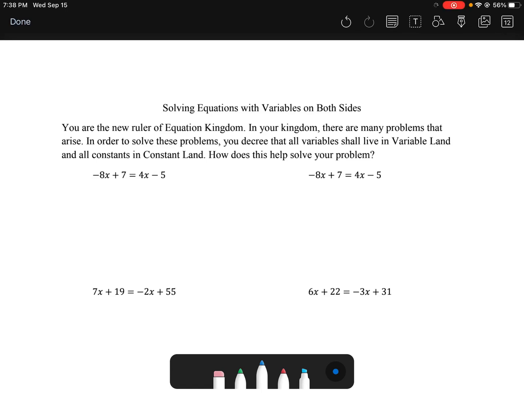Hey guys, today we're going to start talking about solving equations with variables on both sides. To start it off, I have this mini little problem thing. You are the new ruler of Equation Kingdom. Congratulations. In your kingdom, there are many problems that arise.